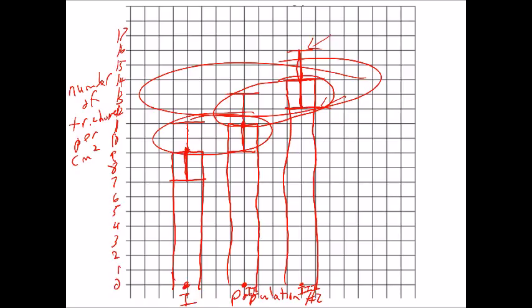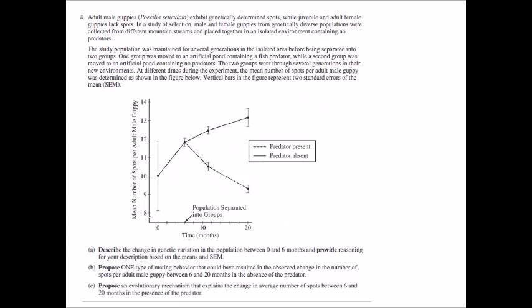Here's one final example involving error bars. This question is about adult male guppies, and we're looking at the number of spots that they have. It says in a study of selection, male and female guppies from diverse populations were collected from different streams and placed together in an isolated environment containing no predators. The study population was maintained for several generations in the isolated area before being separated into 2 groups. One group was moved to an artificial pond containing a fish predator, while a second group was moved to an artificial pond containing no predators. The 2 groups went through several generations in their new environments.